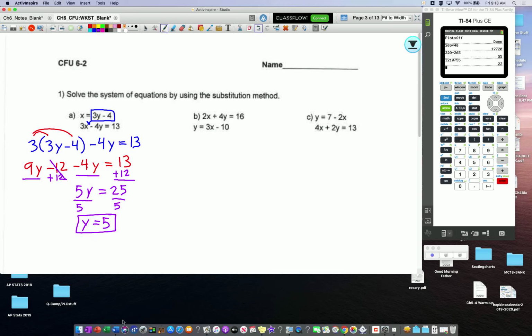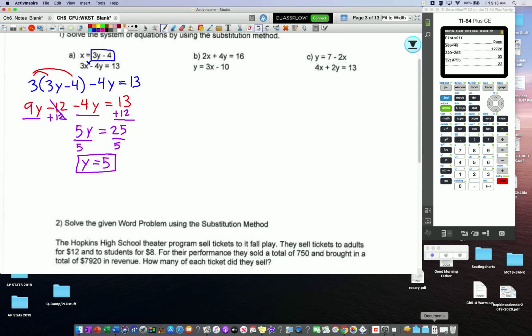So now, what I then need to do is solve for x. So I take my answer, put it in here for y, and solve for x. So x equals, so again, 3 times 5 minus 4. So x equals 15 minus 4. 15 minus 4 is 11. Whoa, crazy answer. So it's always good to check.